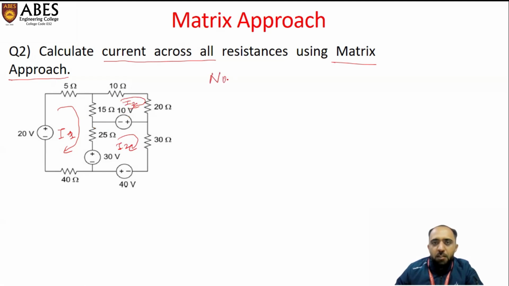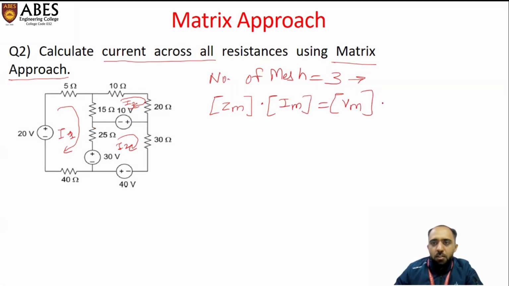So number of meshes is equal to 3. So what will be the Z matrix size? We need to write, first of all, Ohm's law, Zm into Im is equal to Vm. This is simple Ohm's law. V is equal to I into R. I can write the Ohm's law. And the Z matrix will be 3 by 3. So let's find out the elements of matrix Zm.